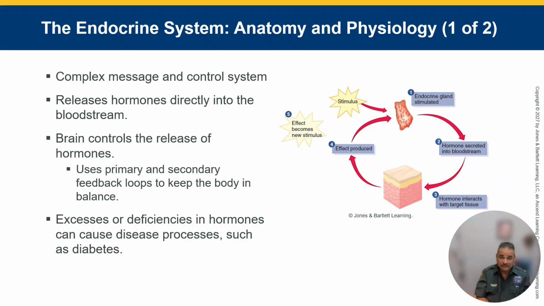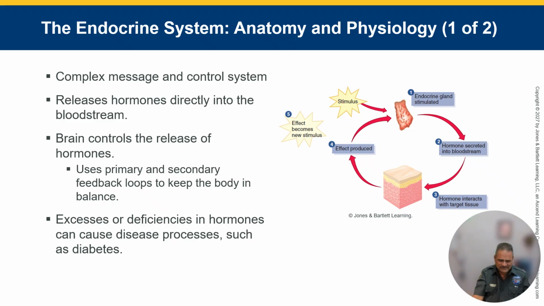Endocrine system: complex, hormones. It's a message and control system. Bottom line is that endocrine glands release hormones directly into the bloodstream. Each of the endocrine glands produces one or more types of hormones. Each hormone has a specific cause and effect on an organ or tissue or a process. The brain controls all this. Specifically, it controls the release of those hormones. It uses primary and secondary feedback loops to keep the body in balance. Remember we talked about homeostasis? Remember that word? It's creating balance.